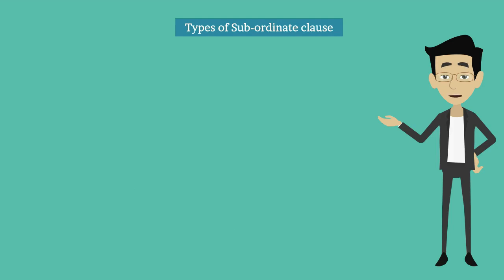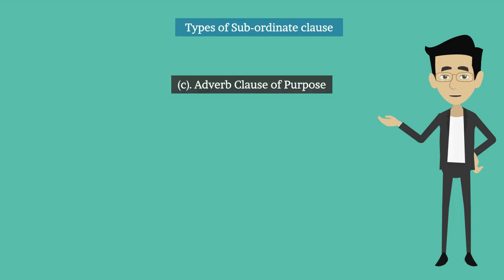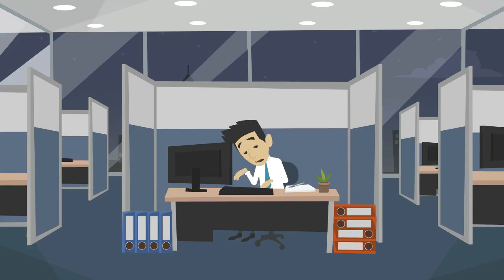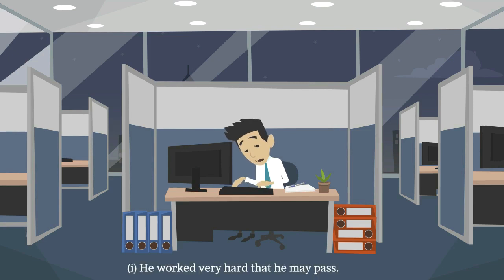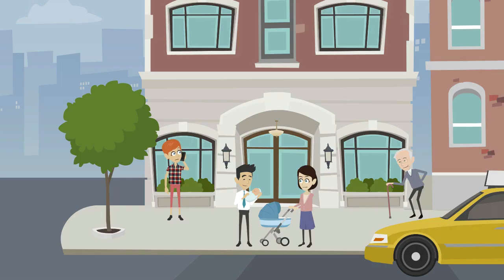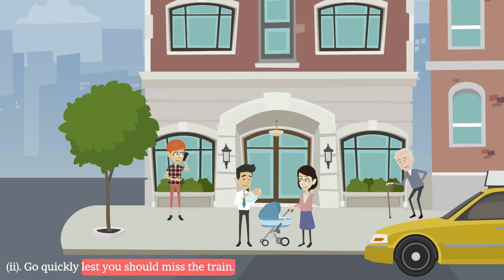C. Adverb clause of purpose. It points to purpose and begins with that, so that, lest, etc. For example, he worked very hard that he may pass. That he may pass is an adverb clause because it shows purpose. Second one, go quickly, lest you should miss the train. Lest you should miss the train is an adverb clause because it shows purpose.